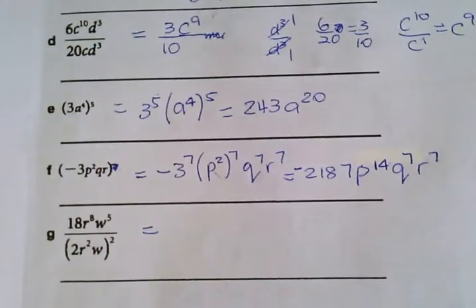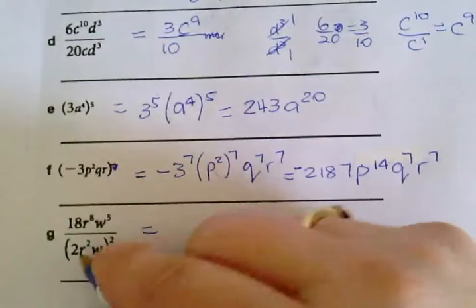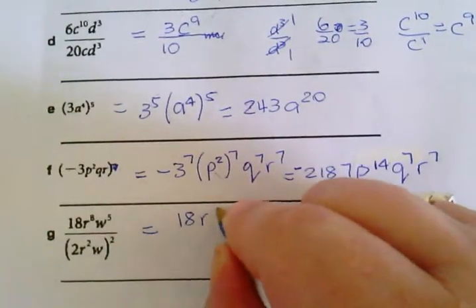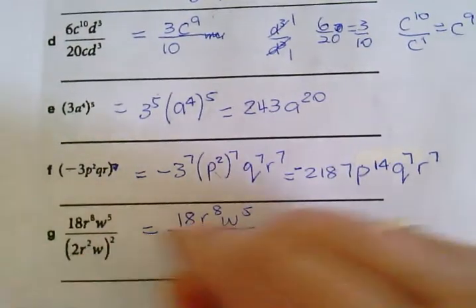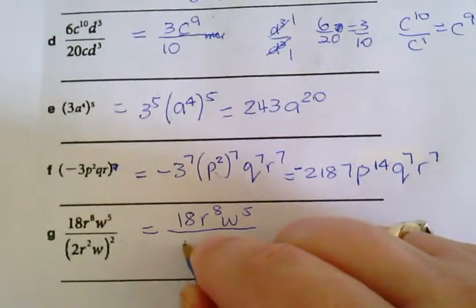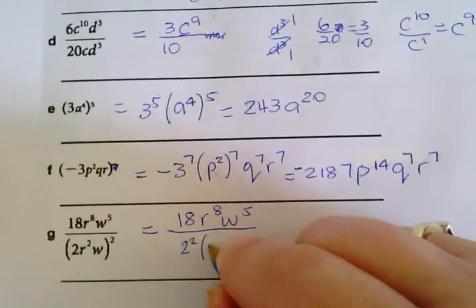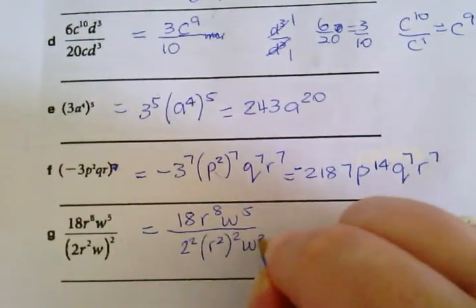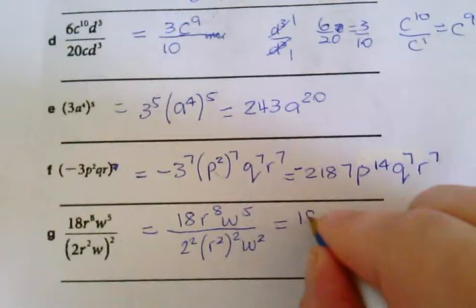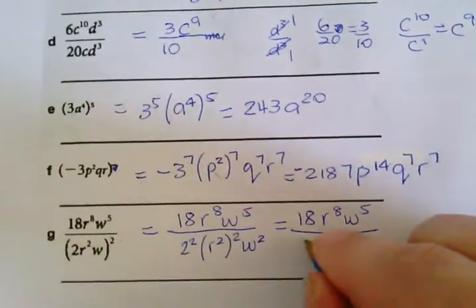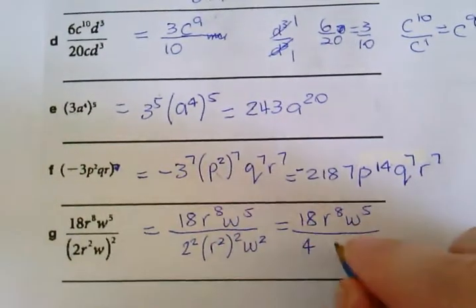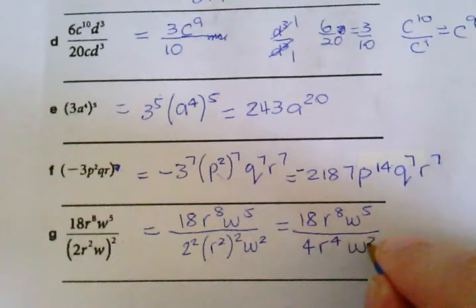Now with this next one, before I cancel, I'm not allowed to cancel yet until I expand this bracket down here. So I've got 18r8w5 over, now this is 2 to the power of 2, and then r squared to the power of 2 and w to the power of 2. So I'm just going to simplify that first before I cancel. 2 to the power of 2 is 4. R squared to the power of 2, that's a power of a power, and 2 times 2 is 4. And then I've got w to the power of 2.